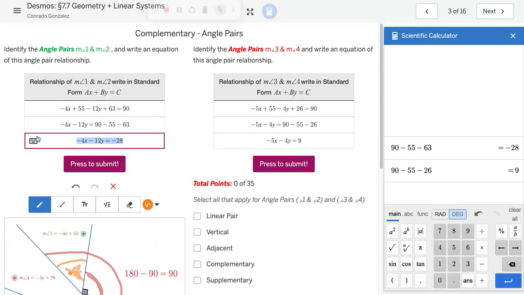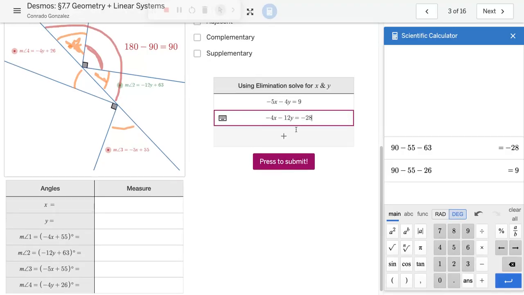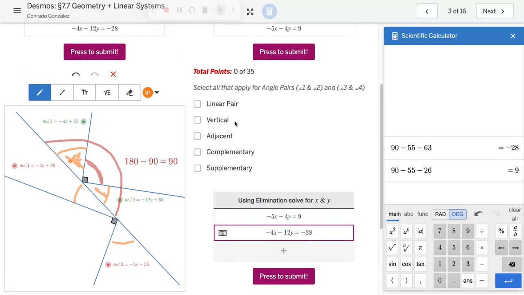You have to write each equation in standard form, right? And I'm adding them to my other table because now I'm going to solve using elimination.